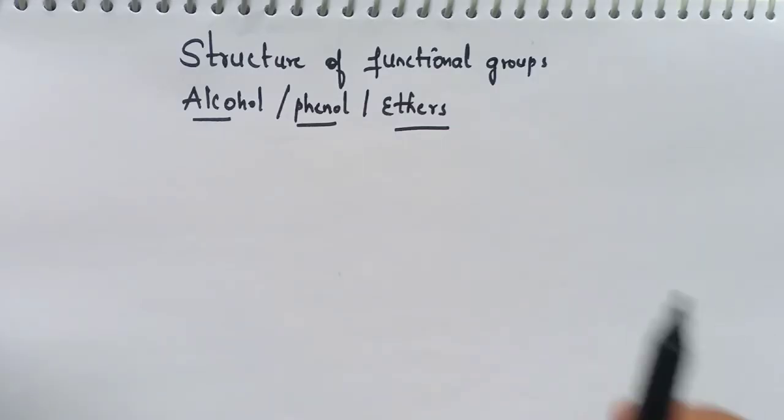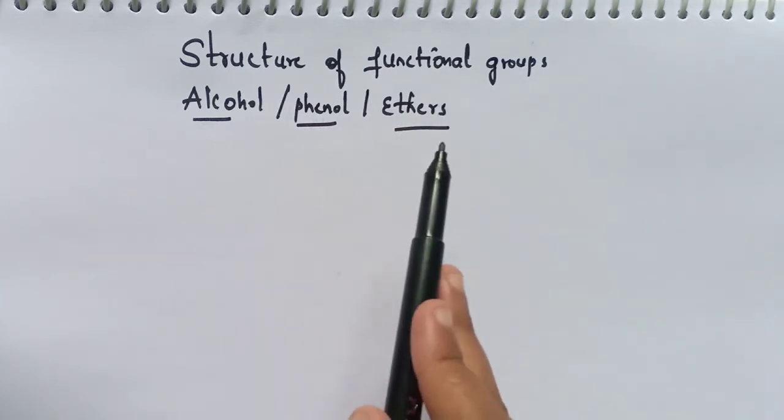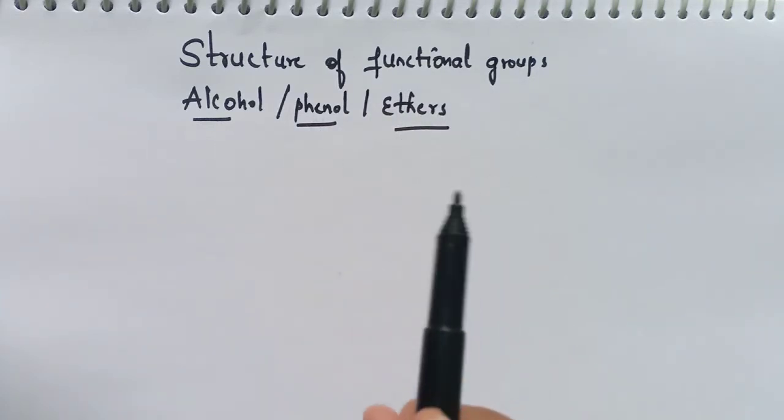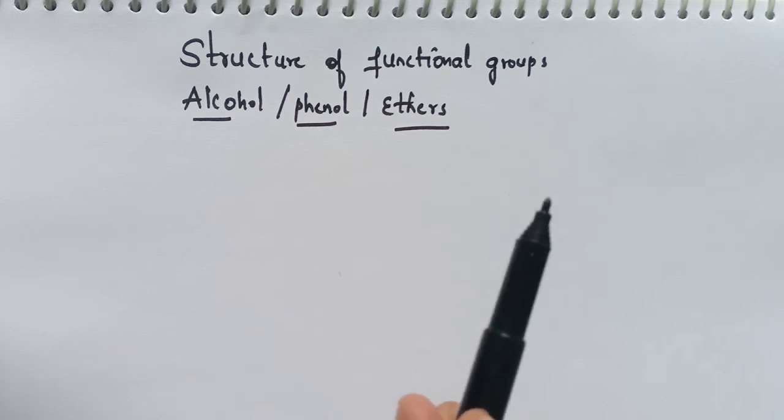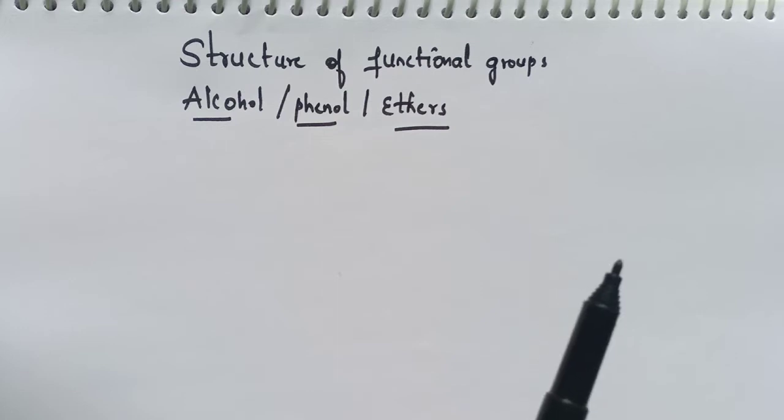In this video, we are going to discuss the structure of the functional group in alcohols, phenols and ethers. First of all, we have to know the definition of alcohols, phenols and ethers. Here, alcohols contain one or more hydroxyl groups that are directly attached to the carbon atom of an aliphatic system.